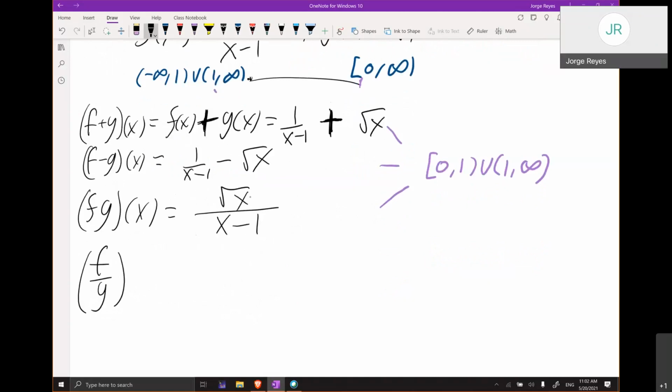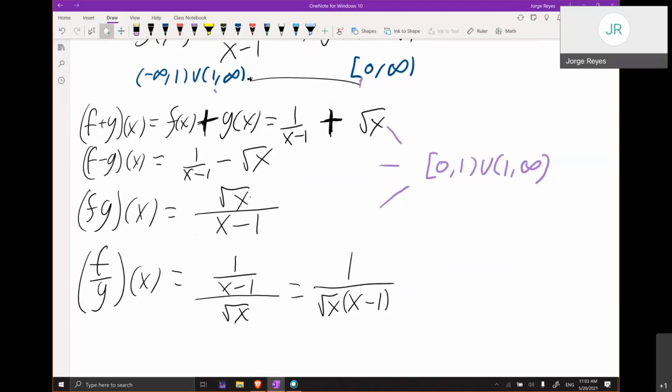So when we divide, this is going to be f over g, which if we simplify it becomes this. We put parentheses there. So we see that we have an extra problem: this can't be 0 now. So the domain of this one is parentheses 0, 1, union 1, infinity. So literally the only difference is that.